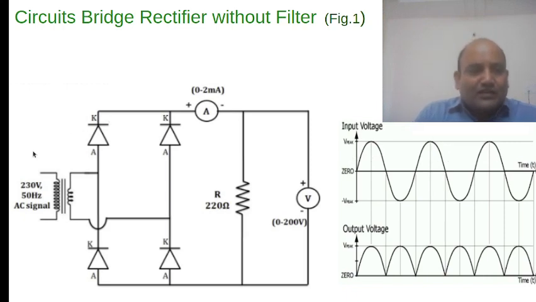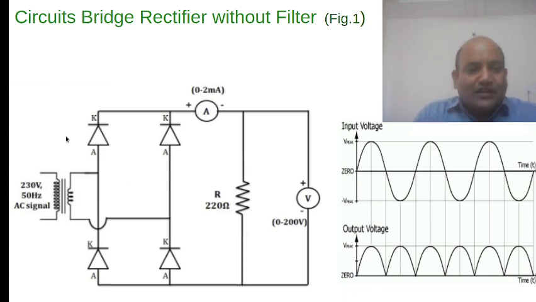So here you have a 230 volt transformer. In India, 50 hertz is the supply frequency. This sine wave has 50 hertz. Frequency is equal to 1 upon time period. So here time is given. So f is equal to 1 upon T, time period, total frequency.